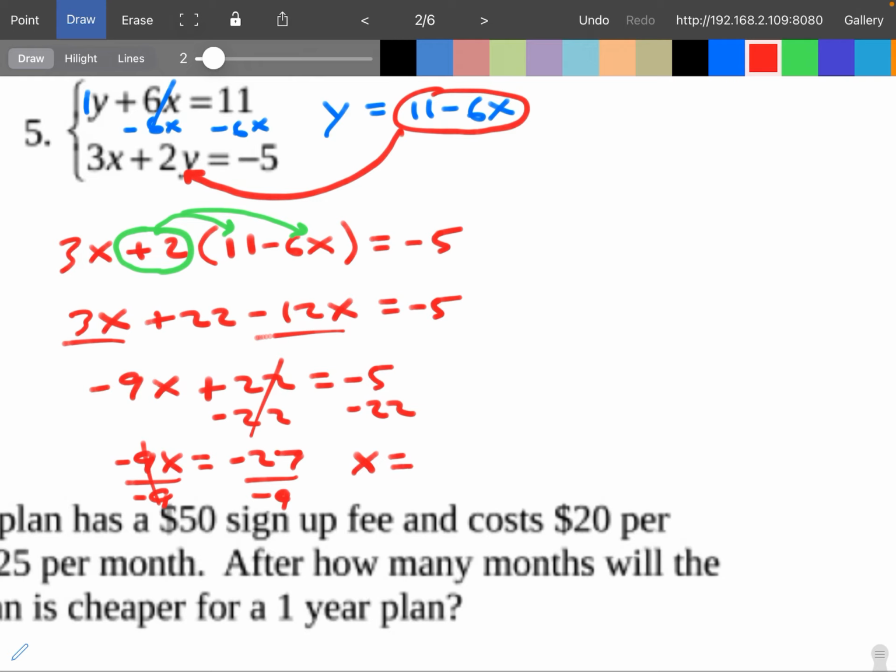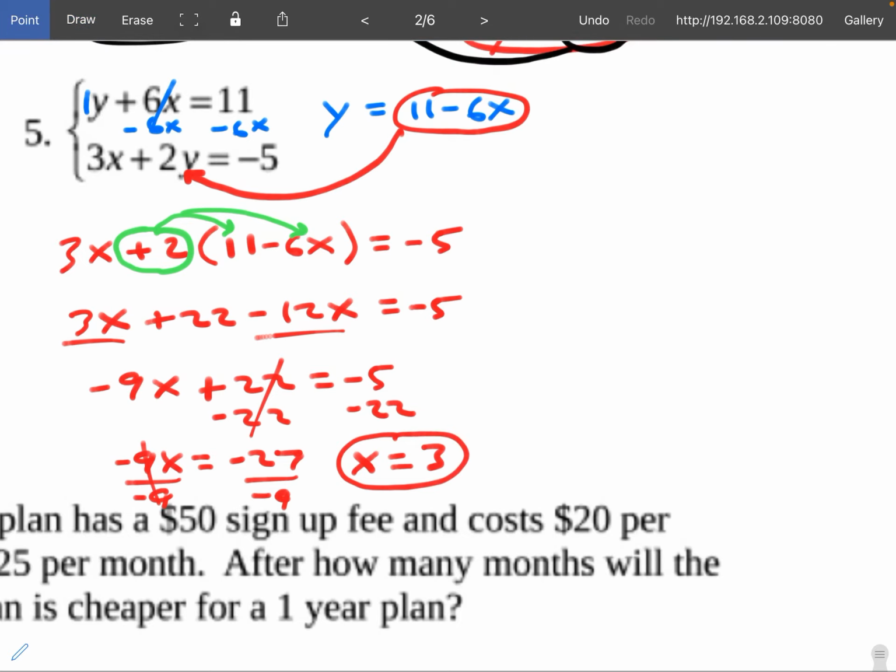Now we got a two-step equation, so we're going to subtract 22 on both sides. Those are going to cancel out on the left-hand side, so I got negative 9x is equal to negative 5, take away 22 more is negative 27. Then I'm going to divide both sides by whatever number's in front of that variable. Those cancel out on the left-hand side, and I get x equals negative 27 divided by negative 9. What's that? Yep, a negative divided by a negative is a positive, so that's a positive 3.